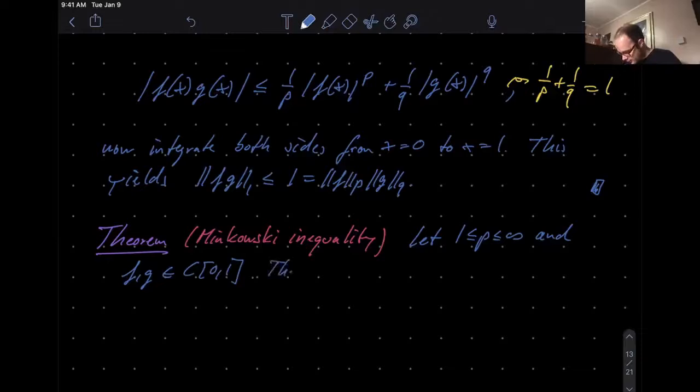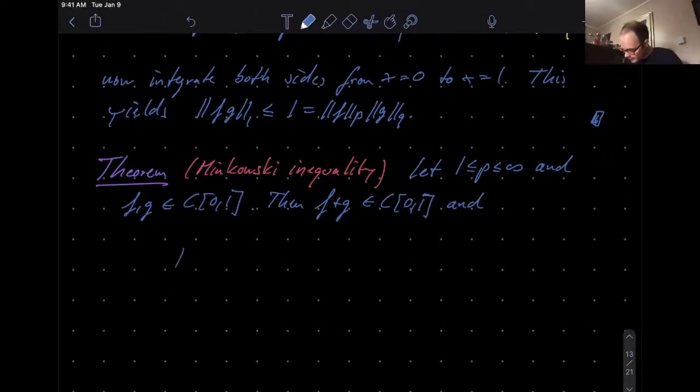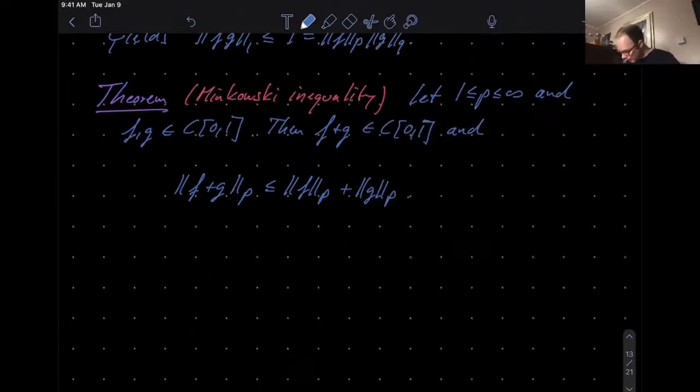Then again, fact of calculus or real analysis is that if you take two continuous functions and you add them together, you get a new function, and that thing is also continuous on the same interval. More importantly for us, we have indeed the triangle inequality that we like. The p norm of f plus g cannot exceed the sum of the individual p norms. Okay, that's it. That will be the triangle inequality. Okay, let's prove it.